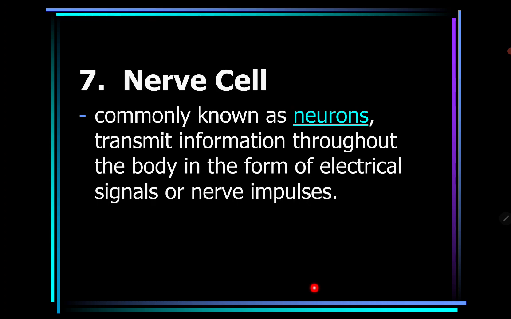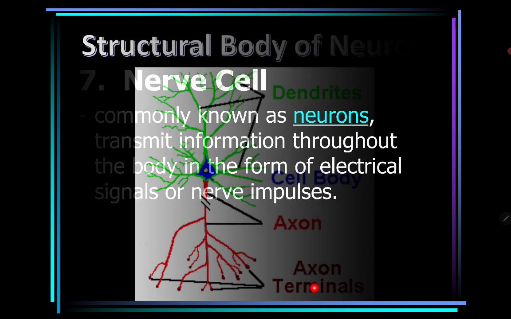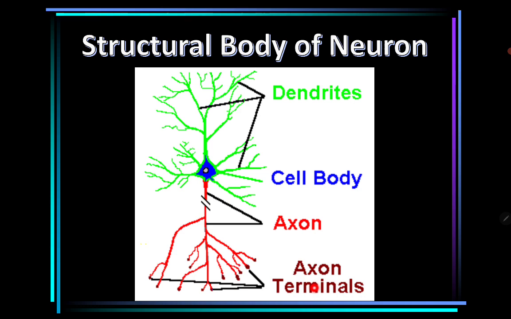Next, we have the nerve cell, also known as the neuron. It transmits information throughout the body in the form of electrical signals or nerve impulses. So these are the structural parts of a neuron. We have the dendrites, which are projections of the neuron or nerve cell that receive signals or information from other neurons. We have the cell body, also called the soma.